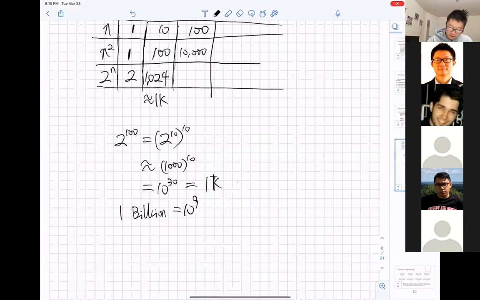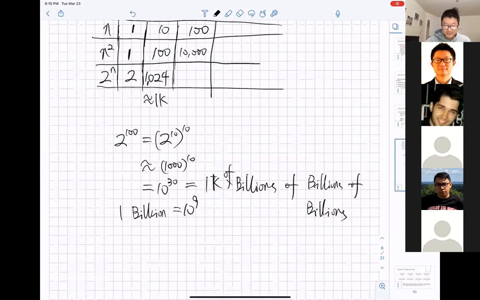So this is basically 1000 billions of billions of billions. This is really a large number, around 10 to the power of 30.